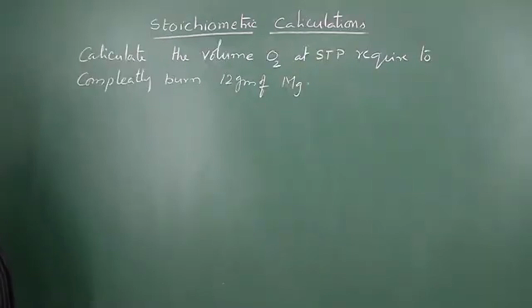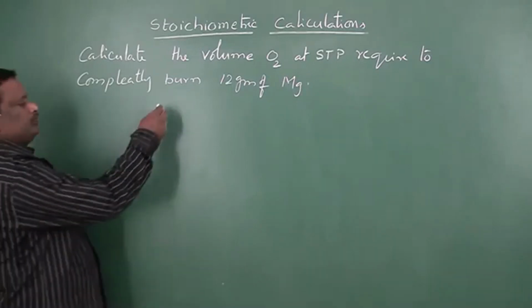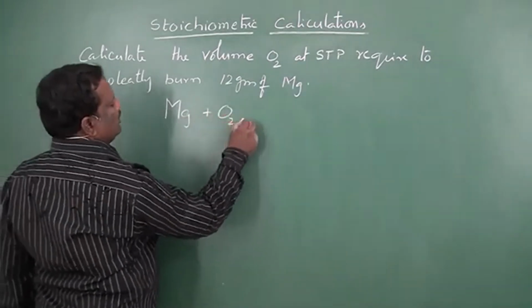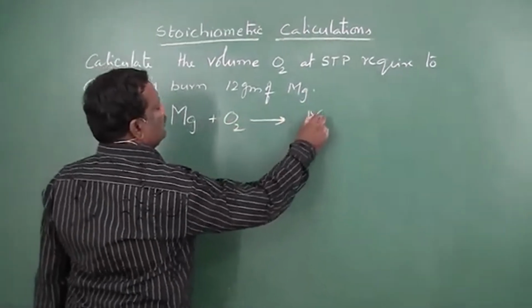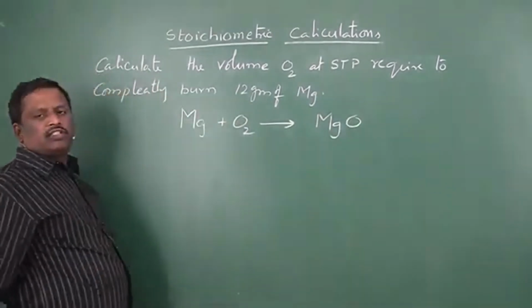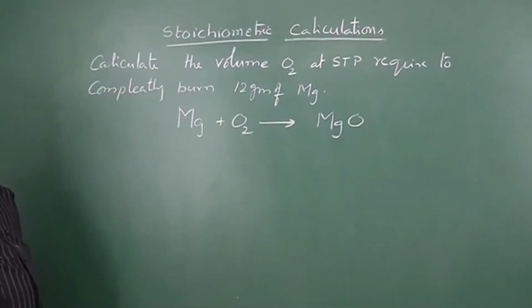Problem: calculate the volume of O2 at STP required for complete combustion of, or completely burning, 12 grams of magnesium. We know the equation required for the above reaction. Magnesium burns in the presence of oxygen to give magnesium oxide.